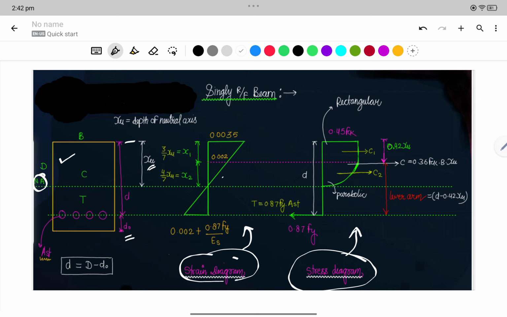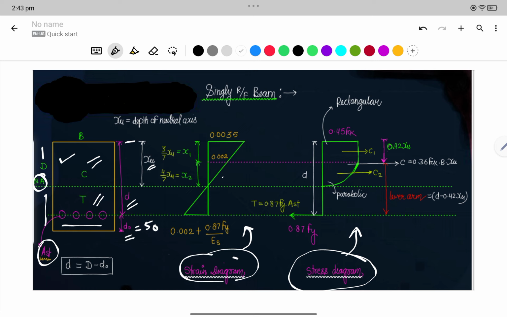D naught is the effective cover in numericals. If it is not given in the problem, we take the effective cover as 50 mm. Okay, so if the total D is given, we will deduct 50 mm, that is the d naught, the effective cover. We will get this effective depth, that is the small d. Above the neutral axis is the compression zone, and below the neutral axis it is the tension zone. So this is the rebars, the steel that is provided in the tension zone, so we call this as Ast, area of steel in the tension zone.